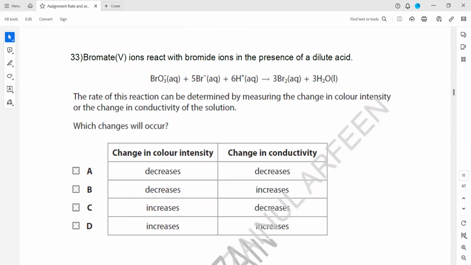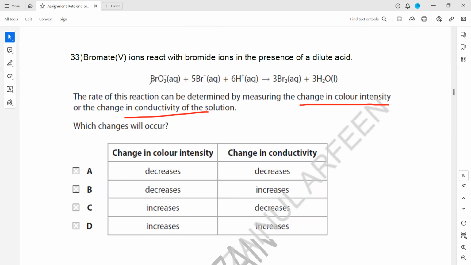Moving on to question 33. A bromate ion is reacting with a bromide ion in the presence of an acid. The rate of a reaction can be determined by measuring a change in color intensity or a change in conductivity. Which changes will occur? Change in color intensity: what will happen in terms of the color intensity?